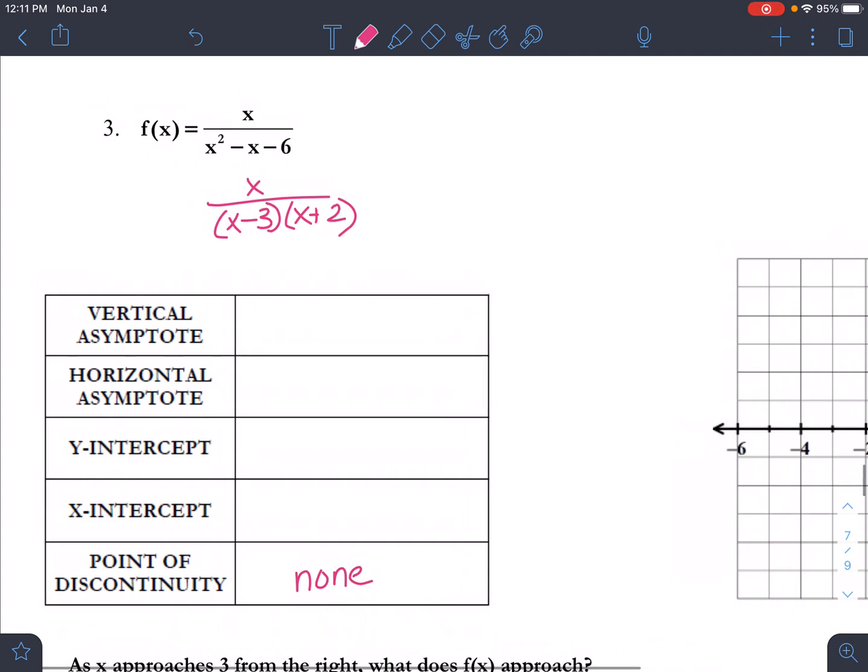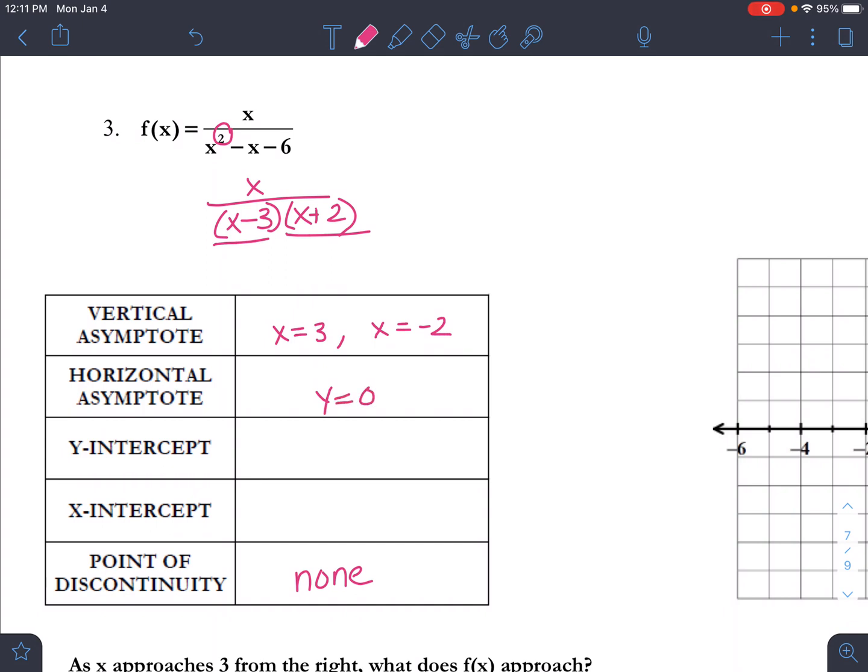Okay, what do we have for vertical asymptotes? When is the denominator 0? When x equals 3 and x equals -2. Horizontal asymptote is, the bottom power is bigger, so that would be y equals 0.